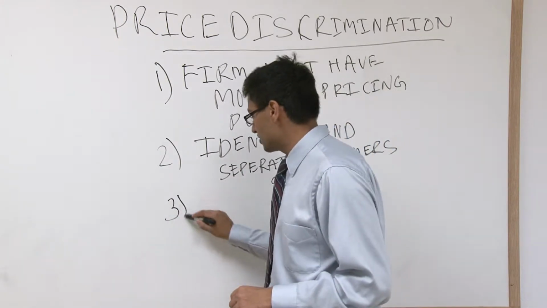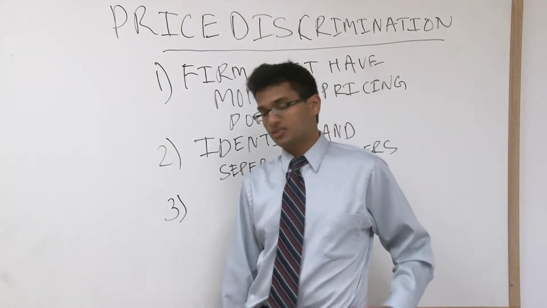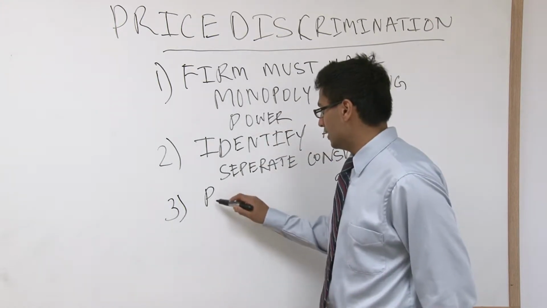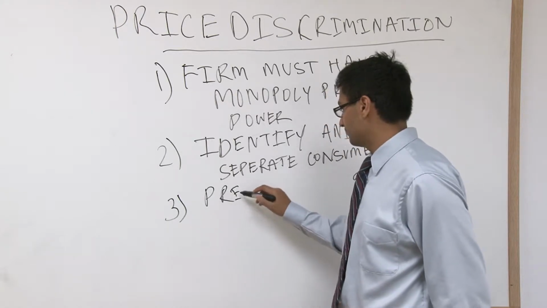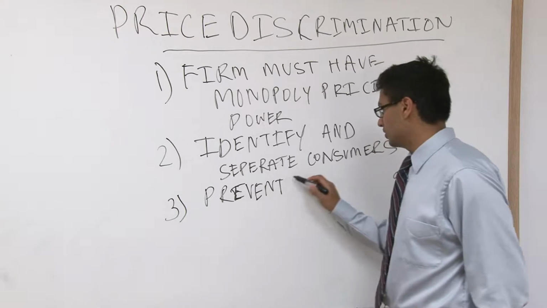Number 3 says that the firm must be able to prevent resale between consumers. Prevent resale.